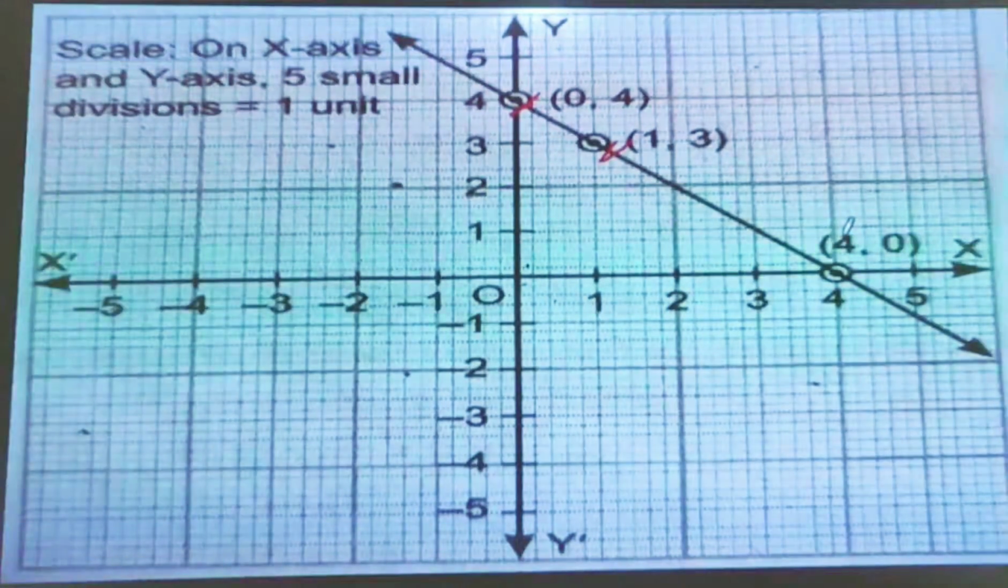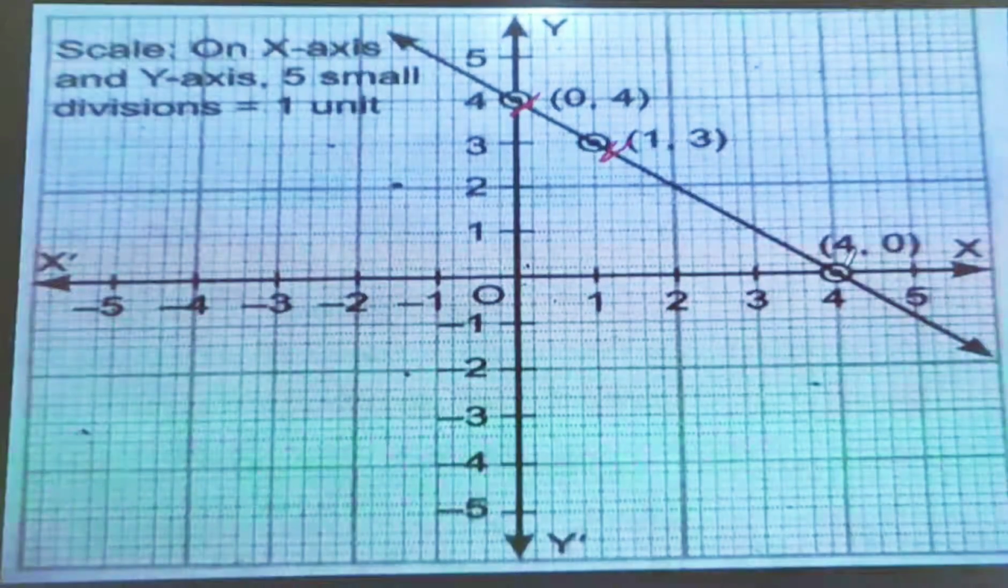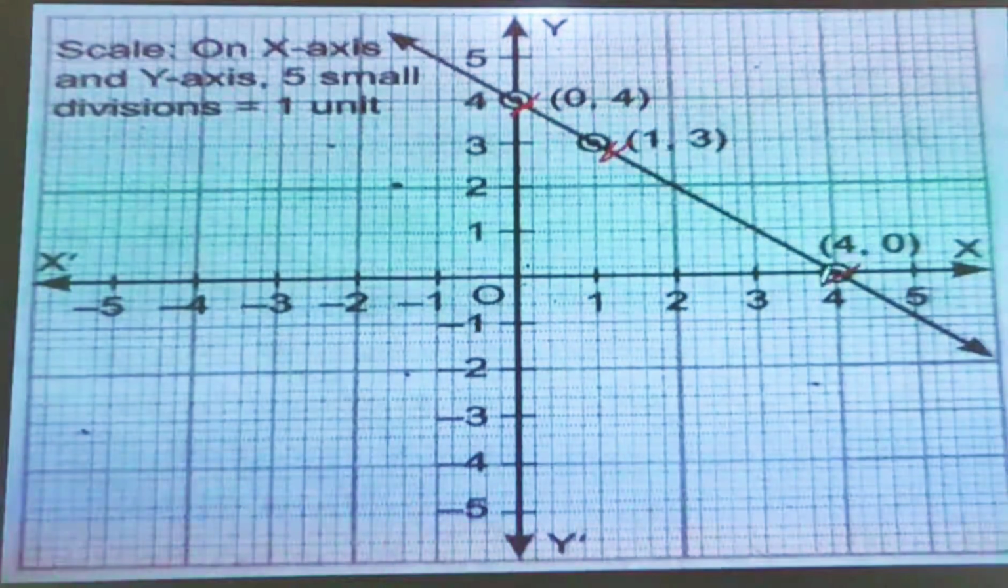Then when x value is 4, y is 0. So we plot the point here. You can see that we already have learned that if y is 0, your y coordinate value is 0, we will get the point on the x-axis. So here we get the point on the x-axis. This is the point (4, 0).